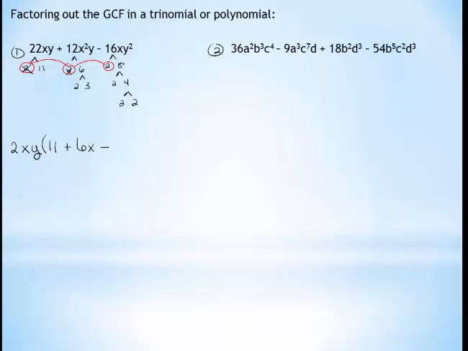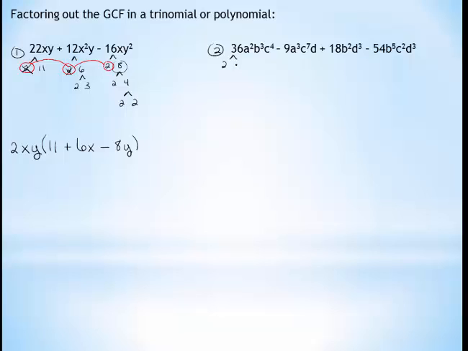If I take the 2 away from the 16, I'm left with an 8. I took the x, so that's gone. There were 2 y's, I took 1, so there's 1 left. So just keep in mind, if you're using more than a binomial, it's the greatest common factor of all 3 terms. So let's look at this polynomial, which has 4 terms.